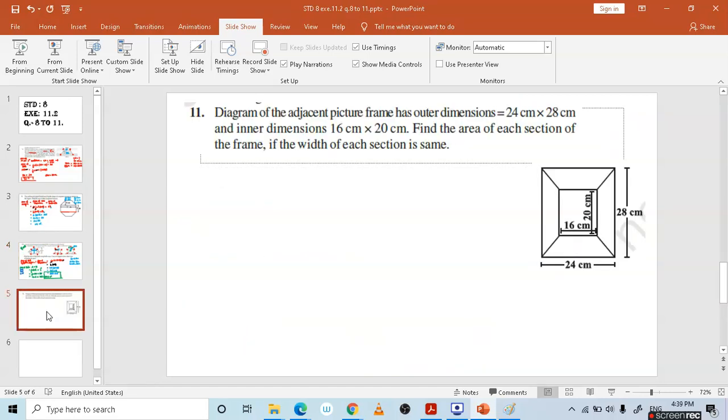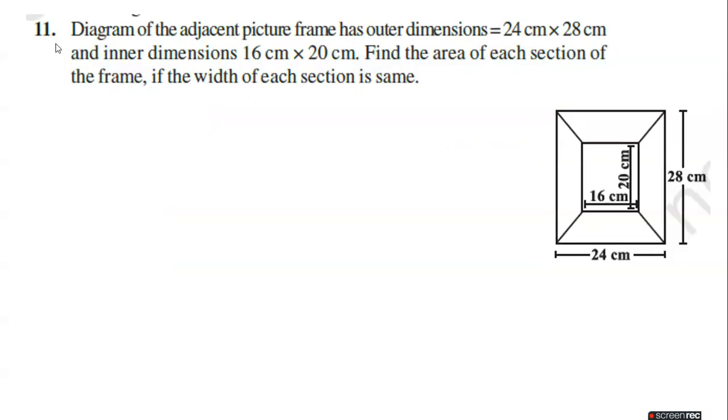Okay, then 11th question. Diagram of the adjacent picture frame has outer dimensions 24, 28. Okay, this is 24, this is 28. That is actually a rectangle, A, B, C, and D. This time I have given the names clockwise. Dimensions are given. Dimensions means length and breadth. So dimensions are given 24, 28.